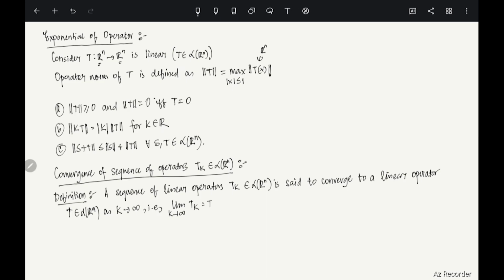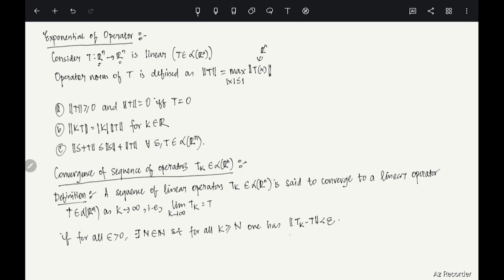This convergence is like this: for any epsilon greater than 0, there exists a natural number N such that for all k greater than or equal to capital N, one has, in terms of the norm, the norm of Tk minus T less than epsilon. Clear? So this is what it means for convergence. Please remember this: whenever we say a sequence of linear operators converges to another linear operator, this is what it means.